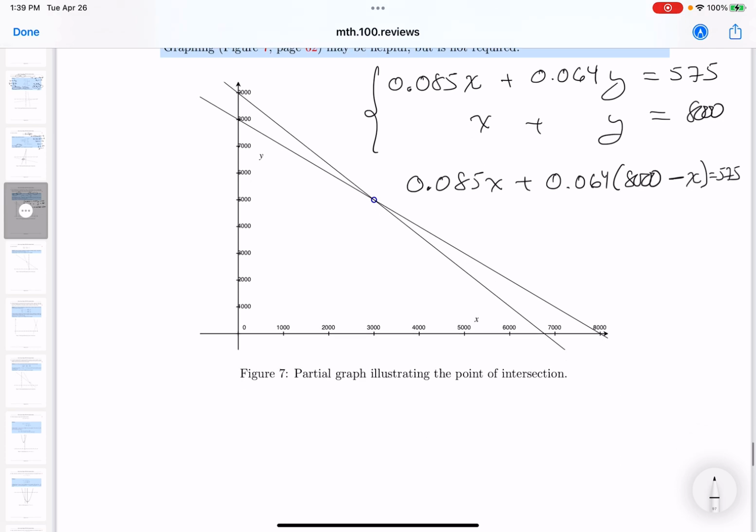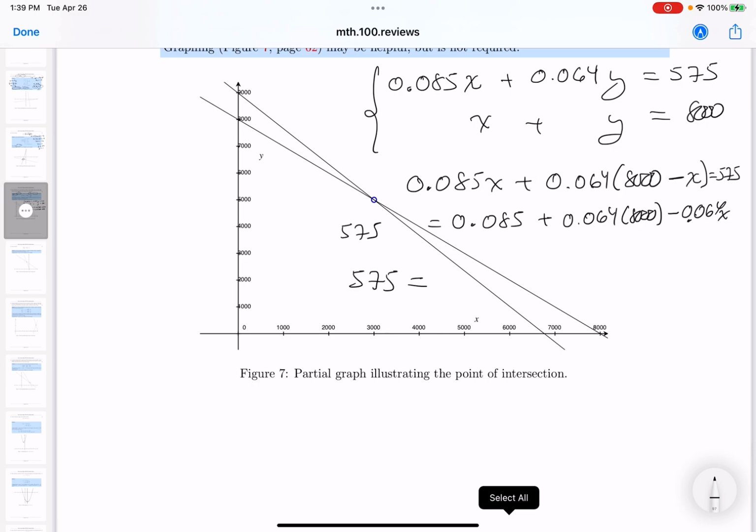Let's go through the work. And what do you get here? You get 0.085x plus 0.064 times 8,000 minus x. Sorry about that. And that equals 575. I'll put this over here. All right, let's go through the work. 575. And let's see what we get over here. Whoops, there's an x there. So let's write this down. 0.085 minus 0.064. What do you get there?